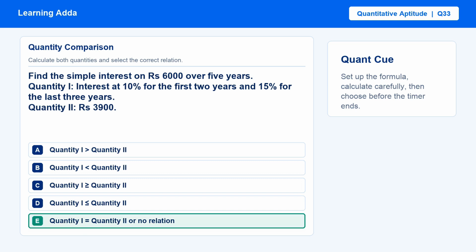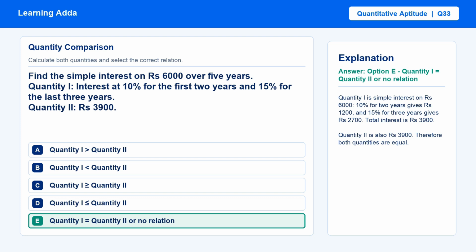The answer is option E. Quantity 1 is equal to quantity 2 or no relation. Quantity 1 is the simple interest on rupees 6,000: 10% for 2 years gives rupees 1,200 and 15% for 3 years gives rupees 2,700. Total interest is rupees 3,900. Quantity 2 is also rupees 3,900. Therefore both quantities are equal.